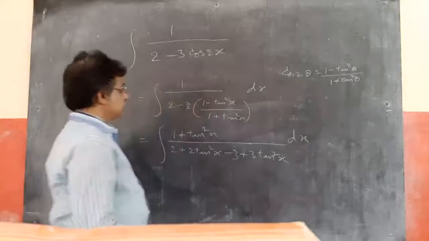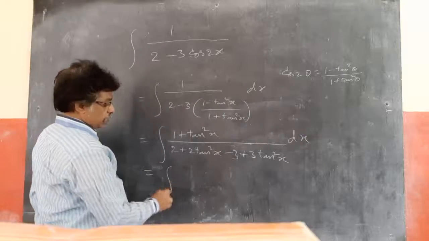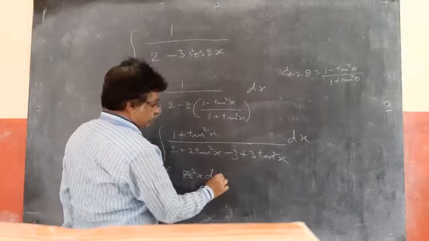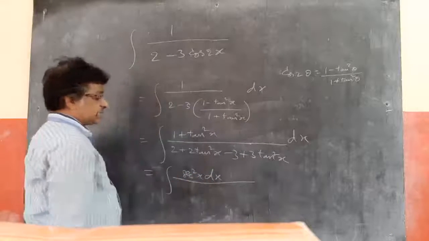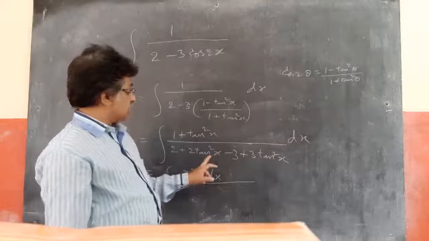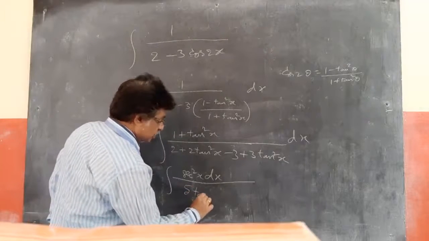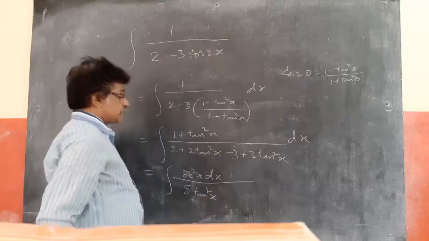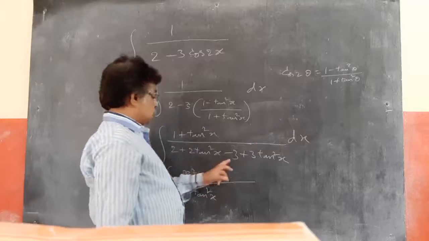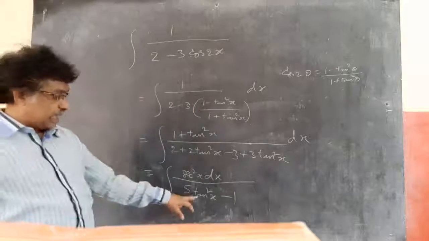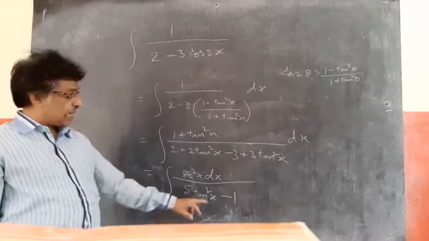By simplifying this, what do we get? 1 plus tan square x is secant square x dx. And the denominator is 2 tan square plus 3 tan square, 5 tan square x, plus 2 minus 3 becomes minus 1. Now, we can take tan x equal to t or root 5 tan x equal to t.